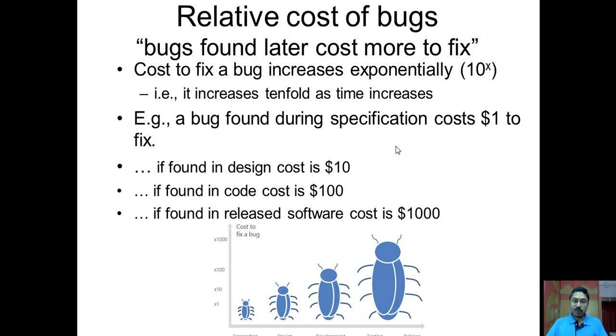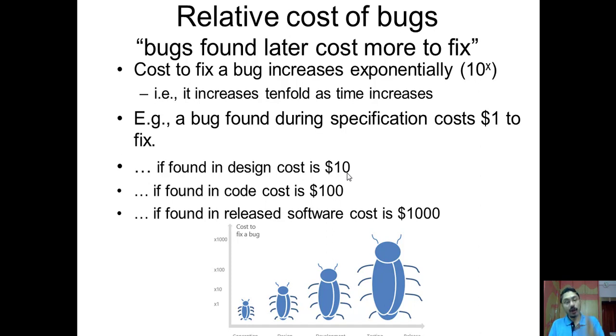But if you got the bug in the design phase, then that will cost you more. The reason is that if you got the bug in the design phase, that means the bug was still there in the specification, but it was uncaught. You failed to catch that bug during the specification, and now it has arrived in the design.